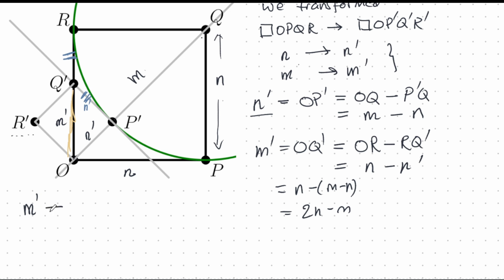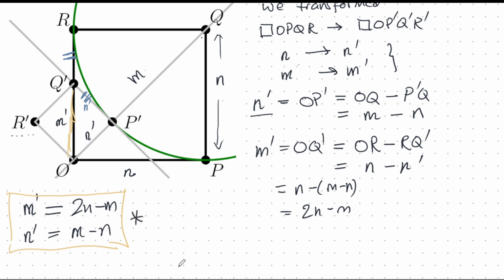The new diagonal is 2n minus m, and the new side is m minus n, like this. Okay, so this is our transformation. There we go. Okay, so that's very interesting. And now we want to prove some facts about this transformation.